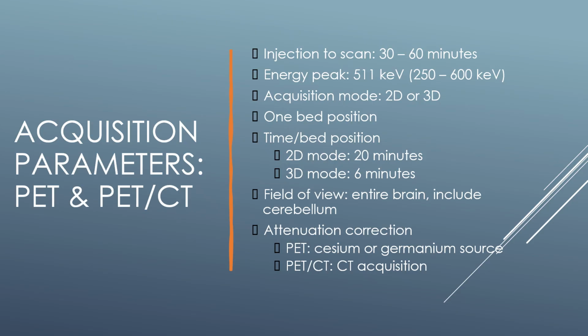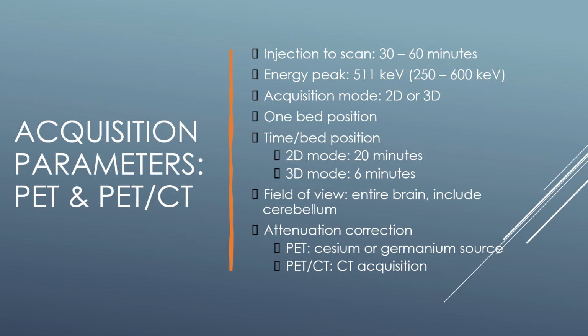Energy peak is always a wide energy peak with PET, but you'll have it at about 250 to 600 keV. You can scan them in 2D or 3D. Remember, when you're doing 3D, it's a lot more sensitive. You get a lot higher count rate. When you're doing 2D, it's going to take a lot longer because you don't have as many counts.